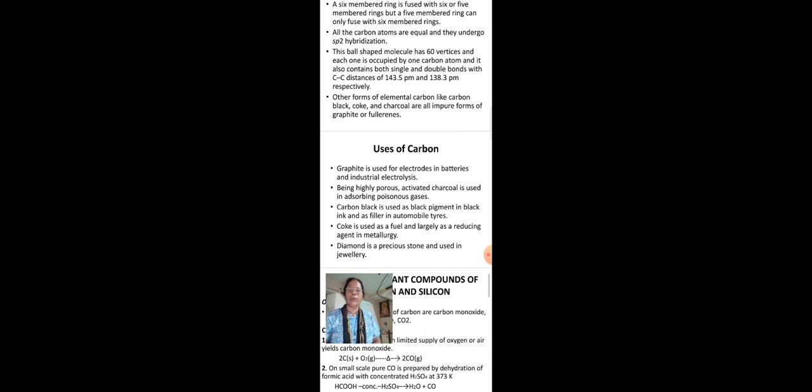Uses of carbon. Graphite is used for electrodes in batteries and industrial electrolysis. Being highly porous, activated charcoal is used for adsorbing poisonous gases. Carbon black is used as black pigment in black ink and as filler in automobile tires. Coke is used as a fuel and largely as a reducing agent in metallurgy. Diamond is a precious stone and used in jewelry.